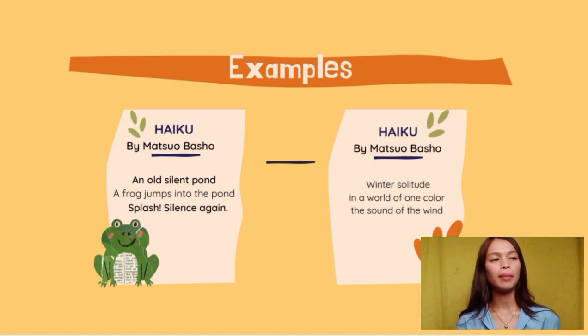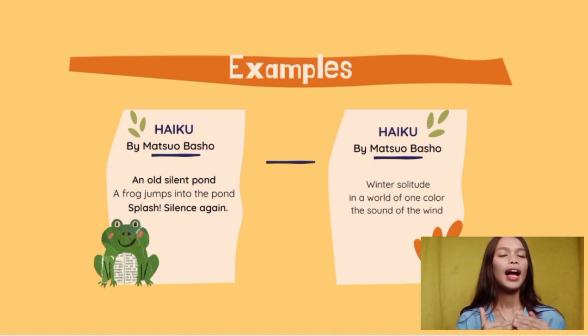So I have here an example, two examples rather, of a haiku poem by Matsuo Basho. Basho is known as the father of the haiku poems, and he was from Japan. So we have here: an old silent pond. A frog jumps into the pond, splash, silence again. So this is a haiku because it has three phrases with 5, 7, and 5 syllables. As we can see, the first phrase has 5 syllables. The second phrase, we have 7 syllables. In the last phrase, the third phrase, we have 5 syllables. So, a 5, 7, and 5 syllables pattern.